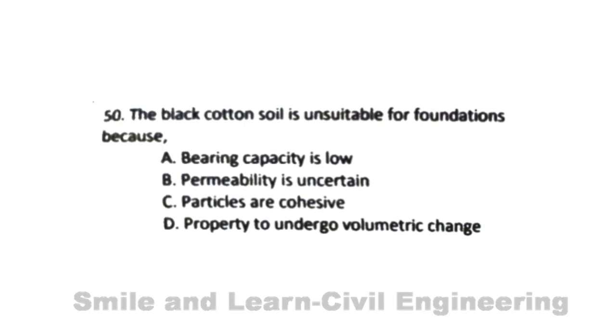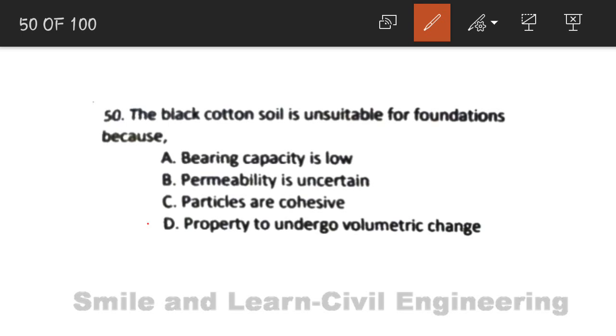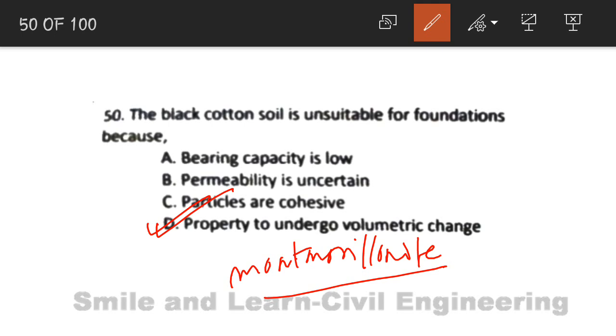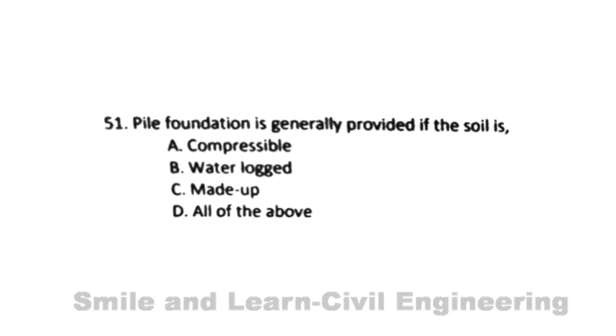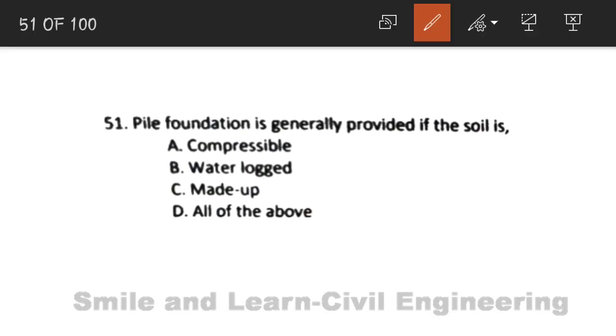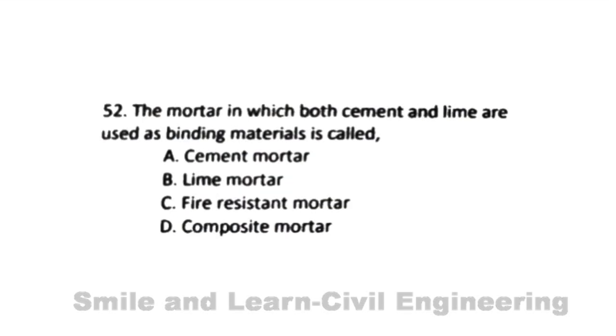Next question, black cotton soil is unsuitable for foundation. Why is black cotton soil unsuitable? Because it has the property to undergo volumetric shrinkage, because it contains montmorillonite, and that is the reason why it swells and shrinks over a very high range. Okay. Next question, pile foundations are generally provided if the soil is compressible, yes, waterlogged, yes, made up, yes. So the correct answer will be option D.